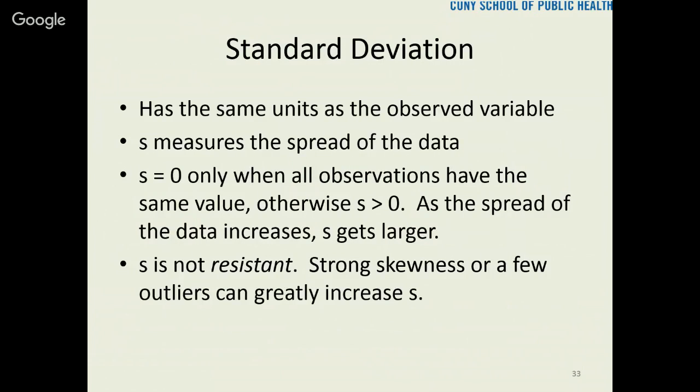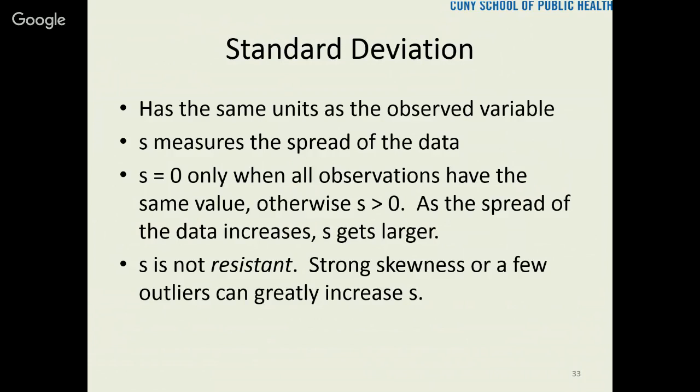Just a few notes about standard deviation. It has the same units as your observed variable. So if your measurements are in pounds, your standard deviation is also in pounds. It's a measure of the spread of the data such that if it's 0, that only occurs if every one of your observations is the same. And as soon as there is any variability in your observations, 2 values that are not the same, then it has to be greater than 0. And the more spread there is around that mean, of course, the larger the standard deviation gets. It is not resistant or robust to outliers or skew.